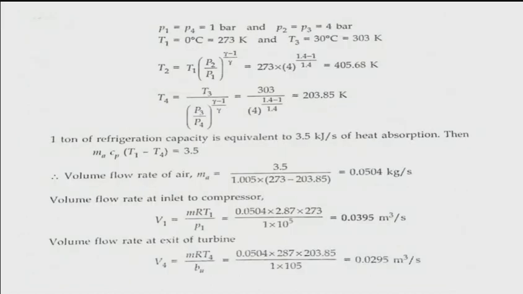OK, so in the beginning we have two pressures. If the pressure at P1 is 1, then the pressure at P4 will also be 1, because P1 is equal to P4. Likewise, if P2 is 4 bar, then P3 will also be 4 bar. OK, P2 and P3 are 4 bar. Now in the case of temperature, T1 is given as 0 degrees, so that becomes 273 Kelvin. And T3 is given as 30 degrees centigrade, that becomes 303 Kelvin.